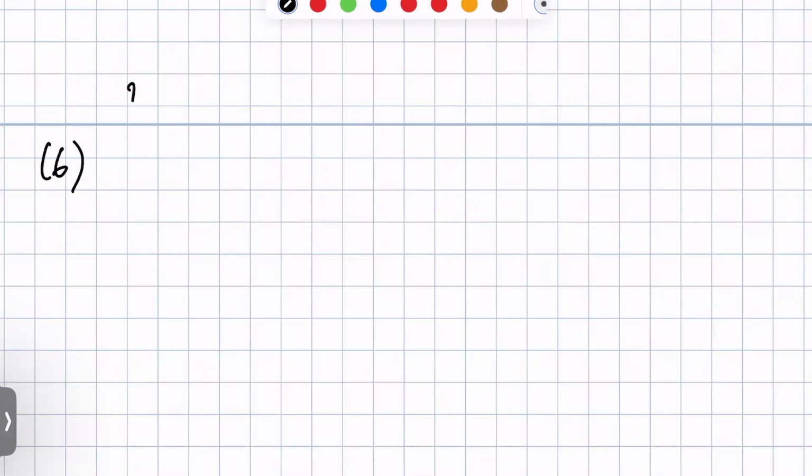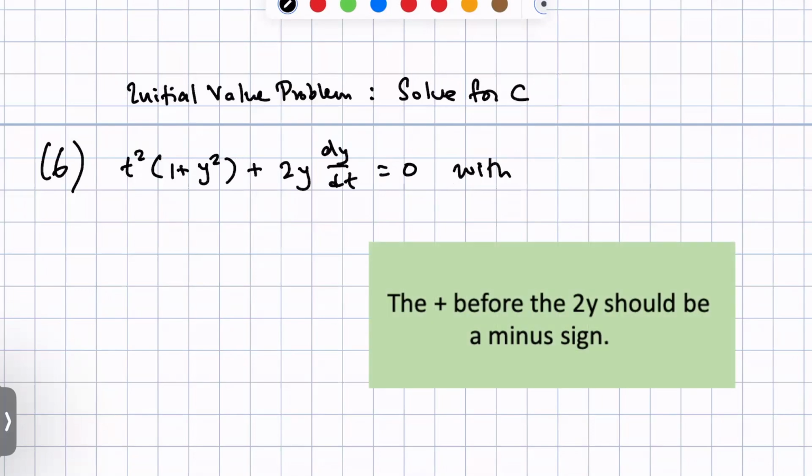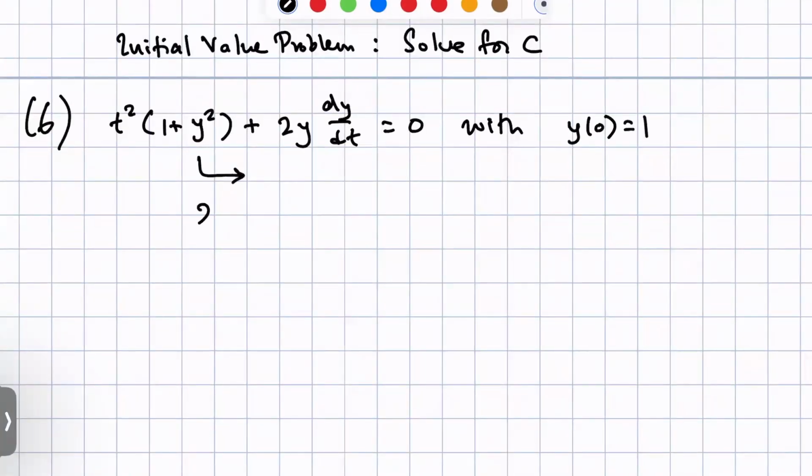So now let's work on these so-called initial value problems. These are problems where you are given an extra condition that allows you to solve for c. So here's an example. t squared (1 plus y squared) plus 2y dy/dt is equal to 0, and our initial condition is y of 0 equals 1. So let's try to separate variables. Let's move this guy to the right side. 2y dy/dt is equal to negative t squared times (1 plus y squared).